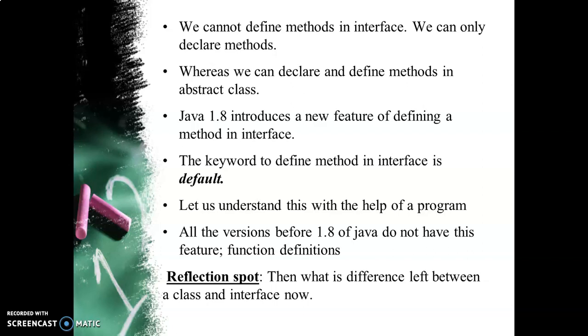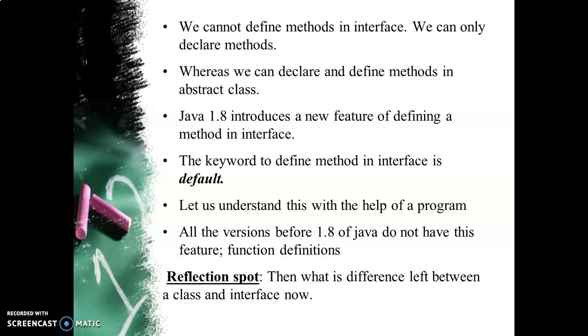Kindly pause the video for a minute and just think on what is the difference left between class and interface now. So in class I can declare methods, I can define methods. A class where I only declare methods becomes an abstract class. A simple class is where I can define methods. An interface is where I can declare and define methods. So then what is the difference between the class and interface?